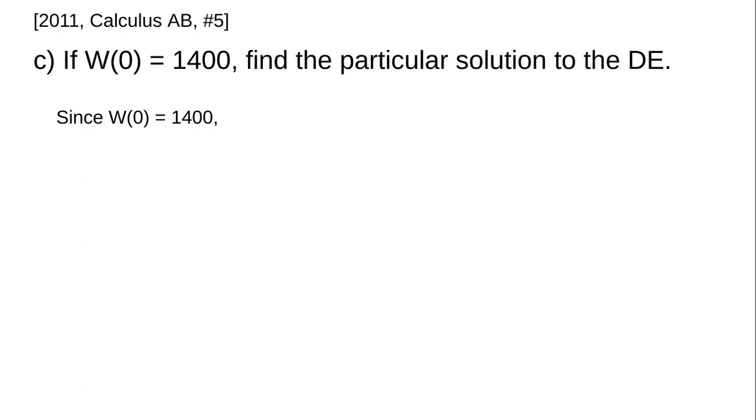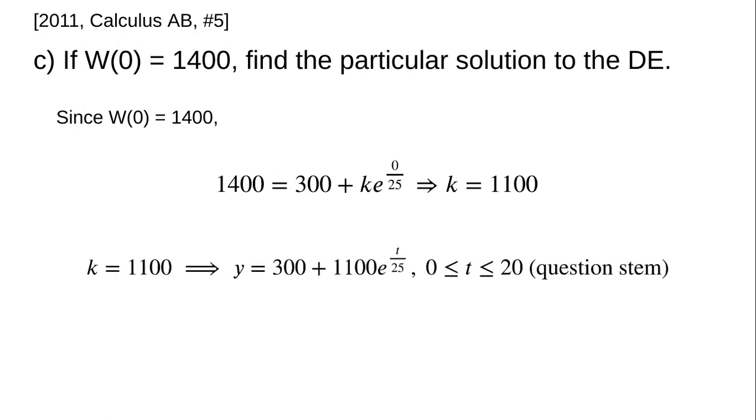All right, since W of 0 equals 1,400, I can plug those values in and figure out what k is. Well, 1,400 has to equal 300 plus k times e to the 0, which implies that k is equal to 1,100. And that's really the only parameter for this solution that I needed to find. So the particular solution is W equals 300 plus 1,100 times e to the t over 25.